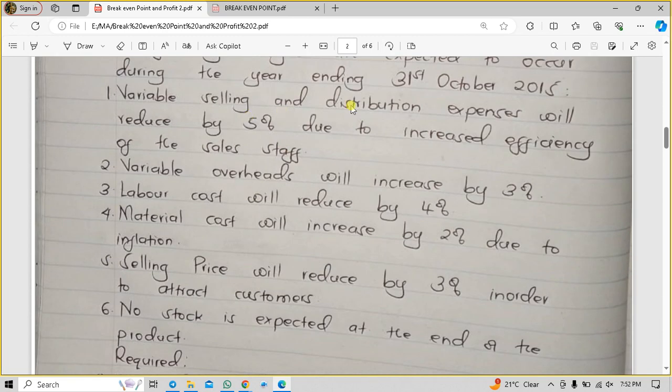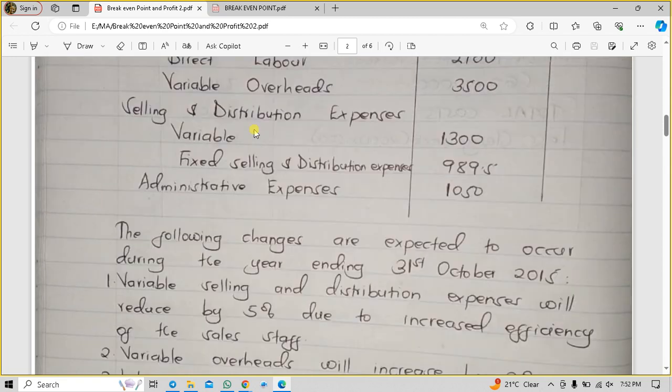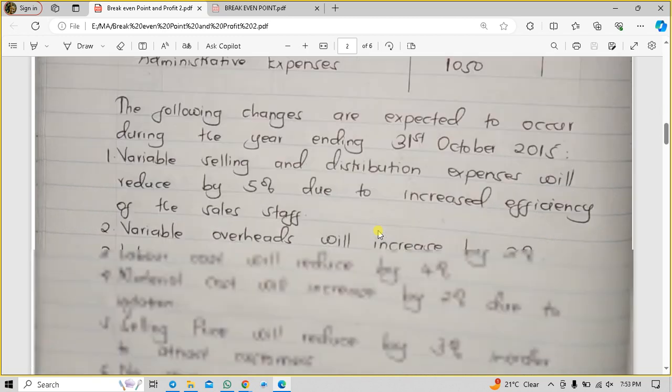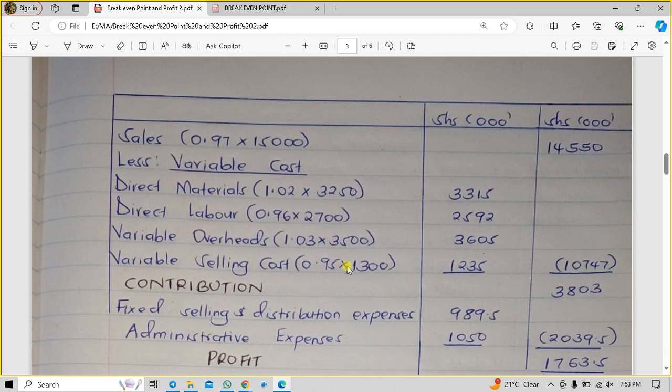We also have variable selling and distribution expenses, which are going to reduce by 5%. That means that our 1300 should be reduced by 5%. So 1300 times 95% should give us our new variable selling and distribution expenses. So 95% is the same as 0.95 times 1300, and we'll be able to get the variable cost here.